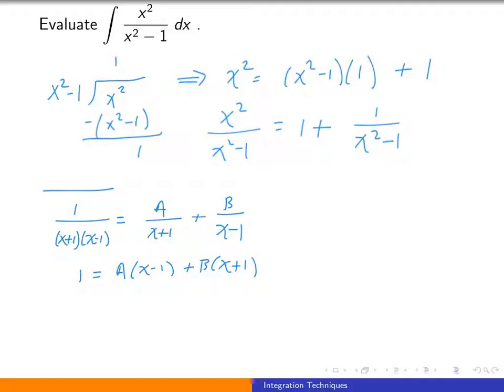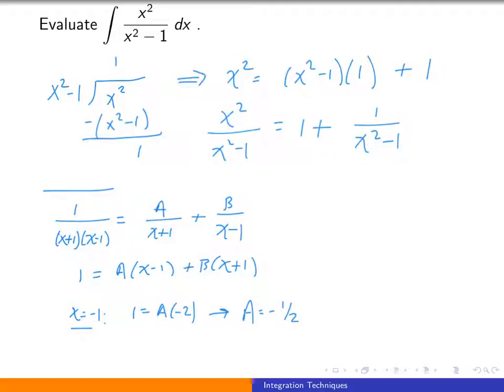And since we are only dealing with linear terms, we can plug in intelligent choices to immediately solve for those constants. To solve for the constant a, what we're going to need to do is plug in x equals minus 1 so that the b term vanishes. So if x is equal to minus 1, 1 is equal to a times minus 2, so a is equal to minus 1/2.